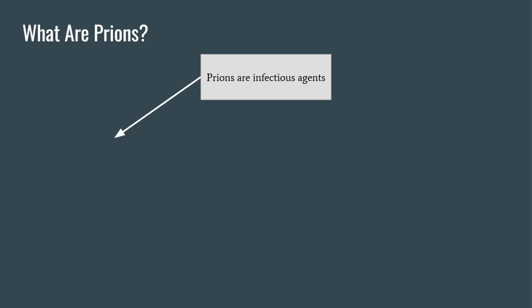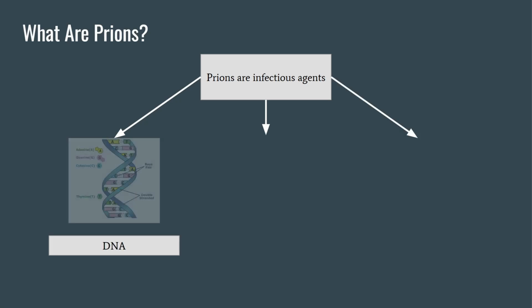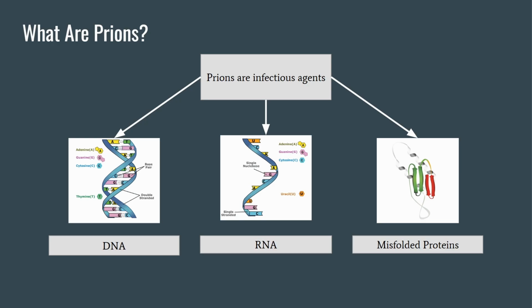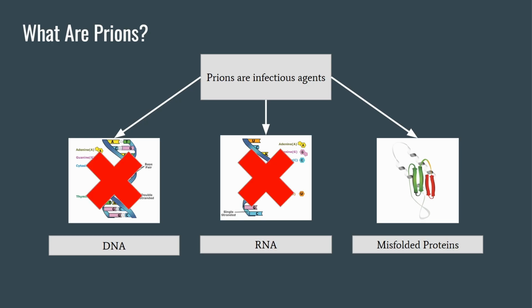As you guys may know, the infectious agent for viral diseases are things like DNA or RNA, and the infectious agent for bacterial diseases are bacteria. Prion diseases have a different infectious agent, and I'll give you guys a couple seconds to guess which one. So it's not DNA, it's not RNA. The infectious agent is misfolded proteins.